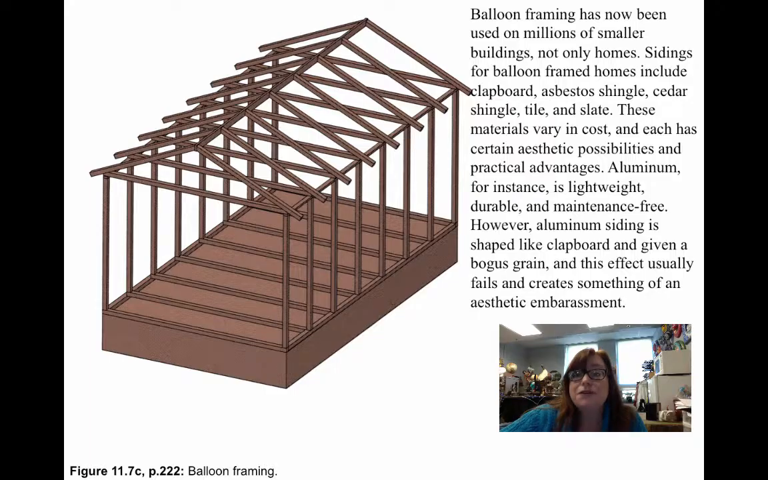The materials vary in cost. They all have their own aesthetic possibilities and practical advantages. So for example, aluminum is lightweight, durable, and maintenance-free. However, aluminum siding is shaped like clapboard and sometimes given a fake grain or a bogus grain, and so that kind of looks cheap sometimes to people's eyes.